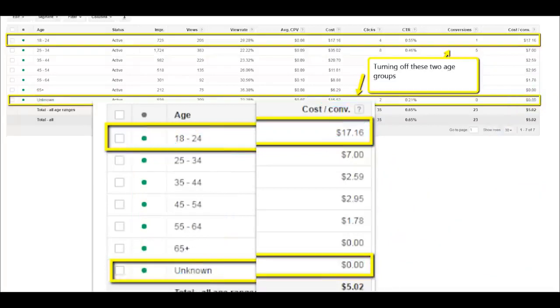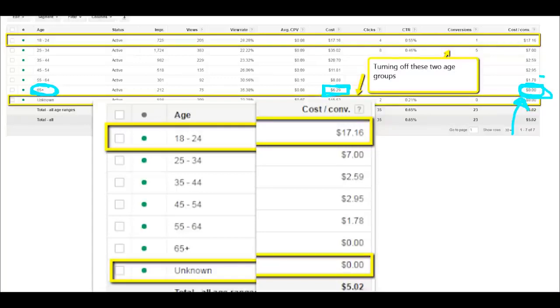Now, what you may notice if you zoom in is that with people 65 and over, I haven't made any conversions. They haven't entered any email addresses. But the reason I'm not turning this age range off yet is because I haven't spent enough money on it. I've only spent a couple bucks, so I'm going to wait for more data to come in before I decide to turn off this entire age group.